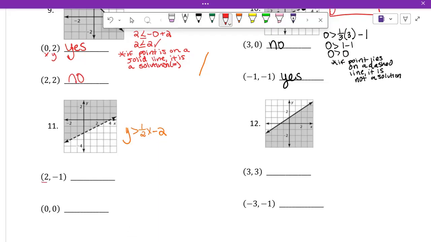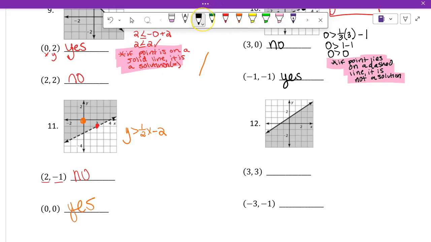My first point is 2, negative 1. So 2, negative 1. It's on the dashed line. No, it is not a solution. I don't need to check and do it mathematically anymore. I wanted to make sure that you guys understood those points. So if it's on a solid line, it is a solution. If it's on a dashed line, it is not. 0, 0 is in the shaded region. We're good.